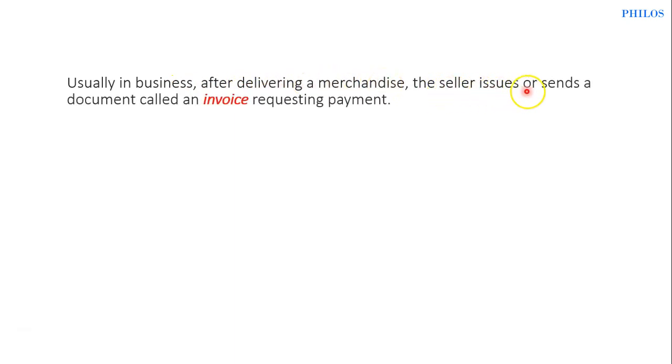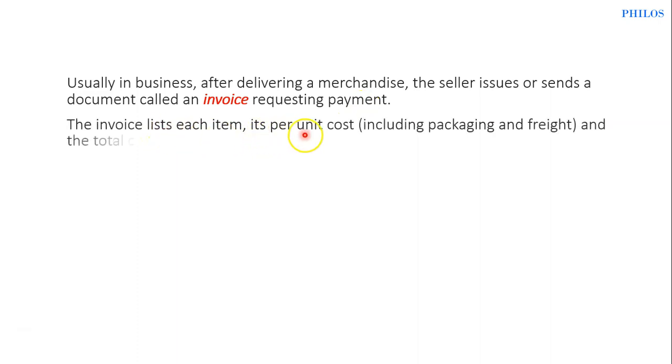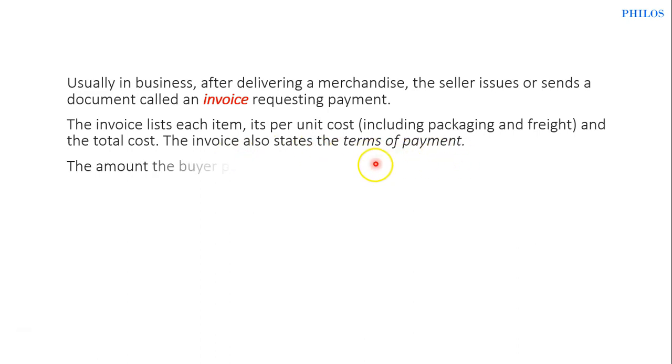Usually in business, after delivering a merchandise, the seller issues or sends a document called an invoice requesting payment. That invoice lists each item, its per unit cost, including packaging and freight, and the total cost. Now the invoice also states the terms of payment. So on the invoice you have the terms of payment. Now the amount the buyer pays is called the remittance.